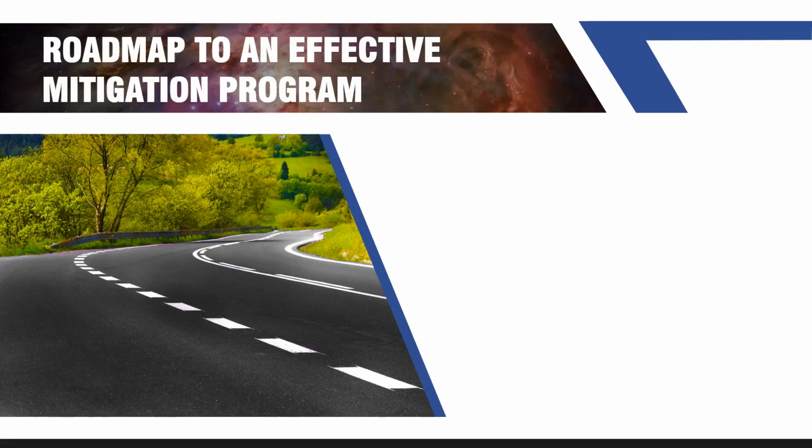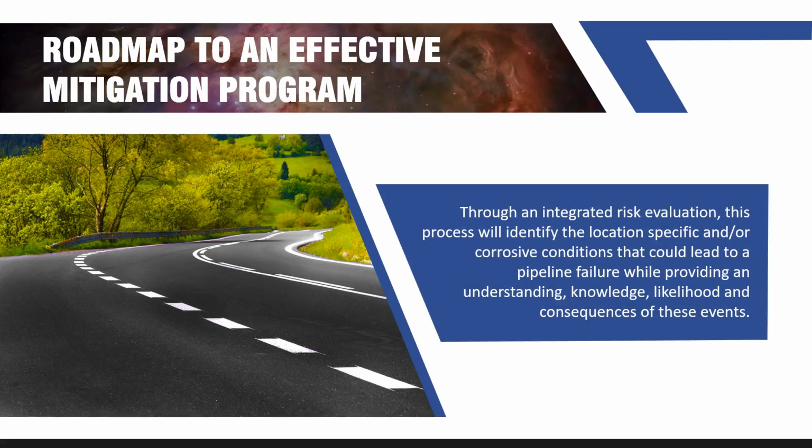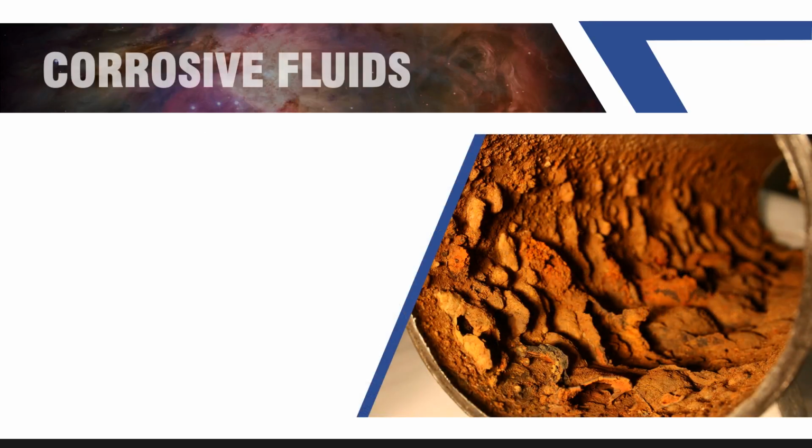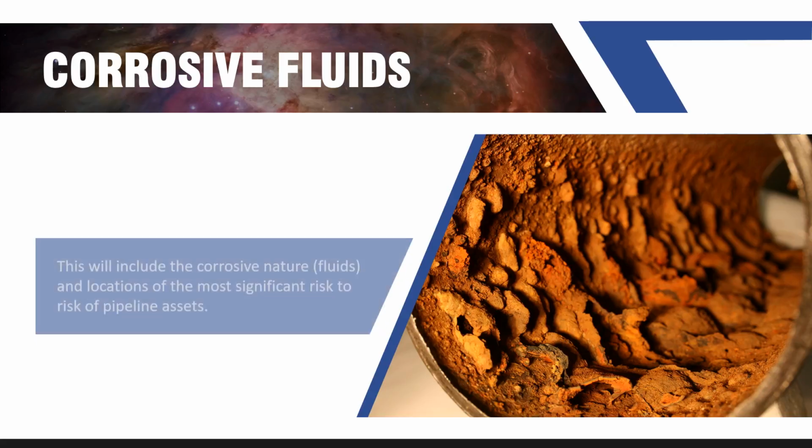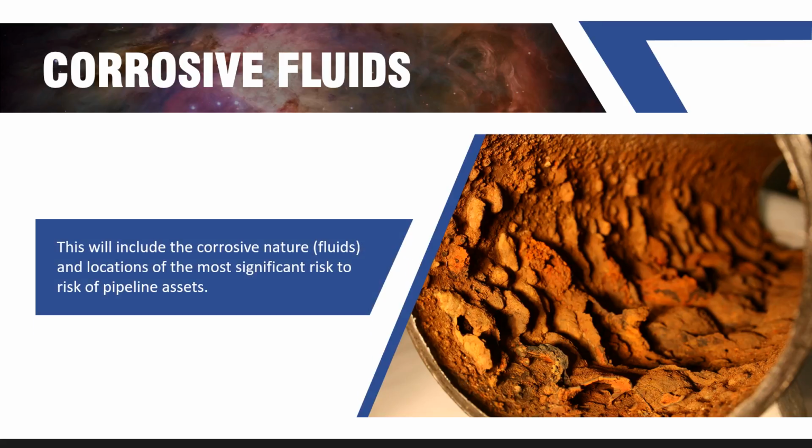Roadmap to an effective mitigation program. Through an integrated risk evaluation, this process will identify the location-specific and/or corrosive conditions that could lead to a pipeline failure, while providing an understanding, knowledge, likelihood, and consequences of these events. Corrosive fluids. This will include the corrosive nature, fluids, and locations of the most significant risk of pipeline assets.